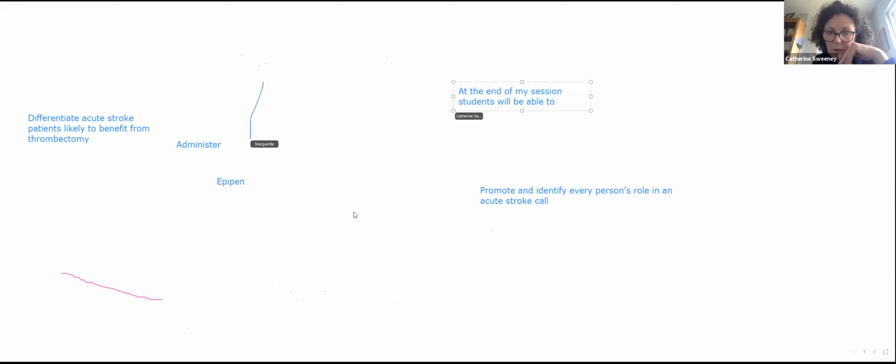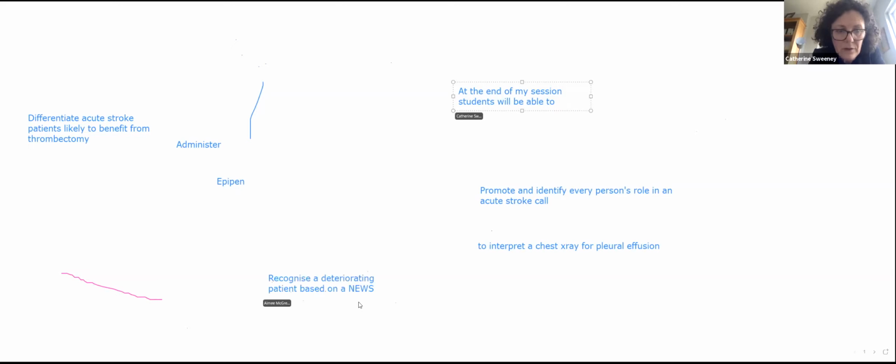Promote and identify every person's role in an acute stroke call. That's very useful. But there's actually two things in that, two action verbs. You want them to promote and identify. Now, I suppose they're quite related in a way, but generally we would say you're better to identify one action verb per learning outcome. Interpret the chest X-ray for pleural effusion. Absolutely, that's a good cognitive one, and often the best learning outcomes are quite short.